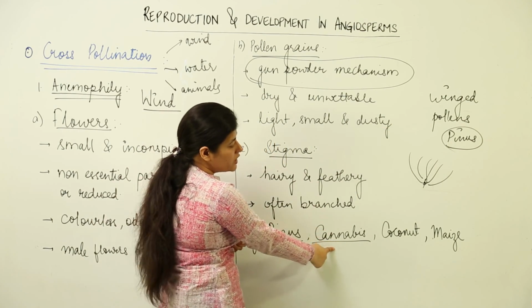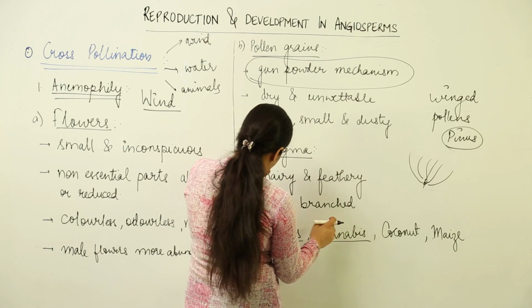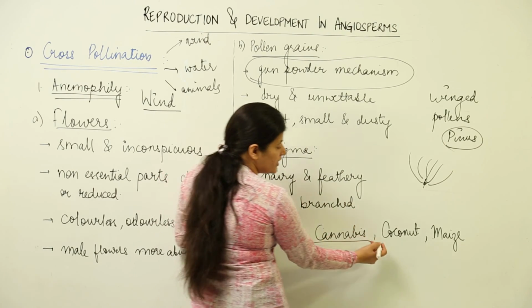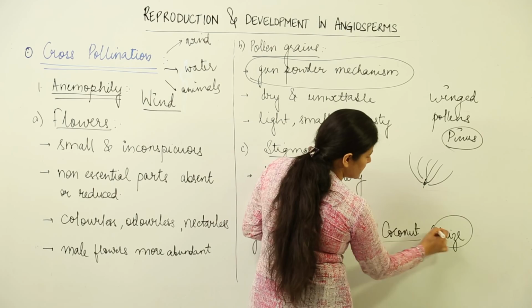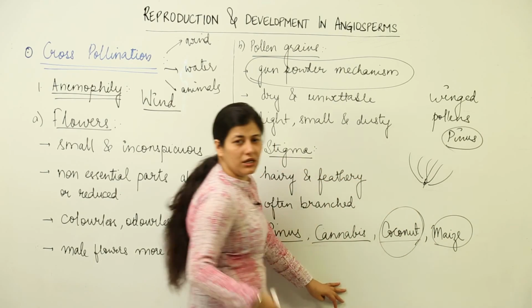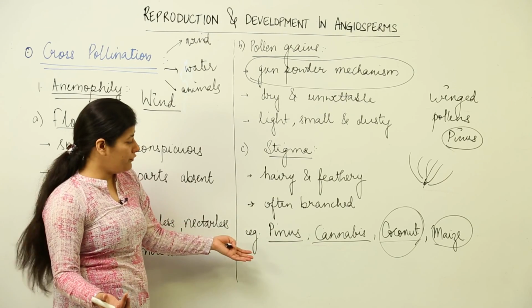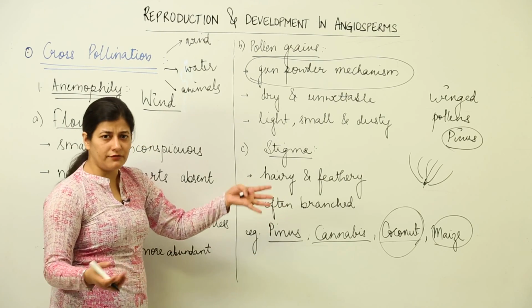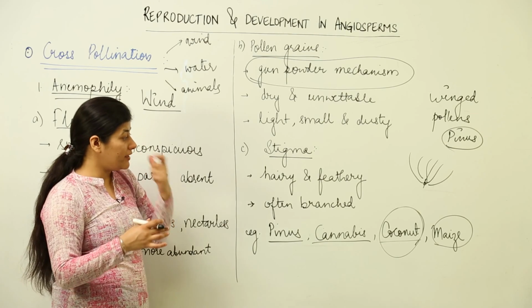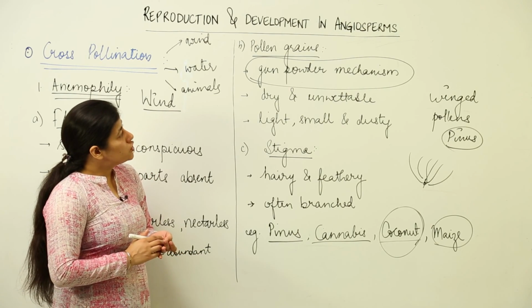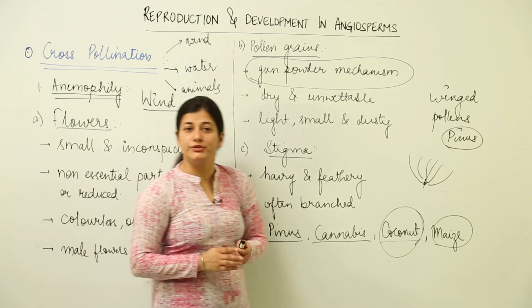We have Cannabis, which is often abused in the form of drugs. Then we have coconut, we have maize. These are the few examples. You can increase your ambit of learning the examples. You can see a few more if you want to, but 4 would be enough in case you are preparing from an exam point of view. So this is all about anemophily.